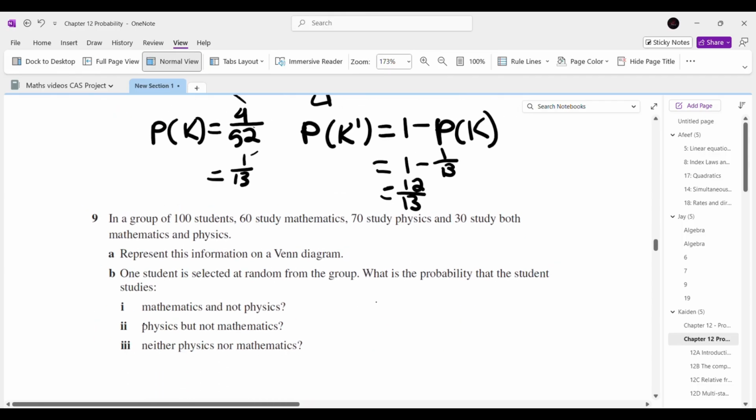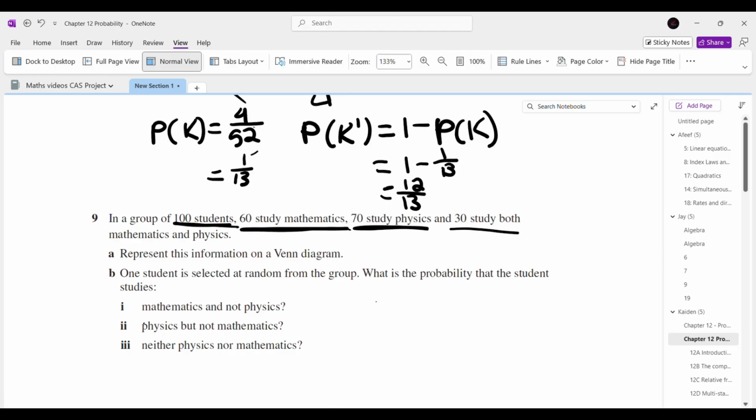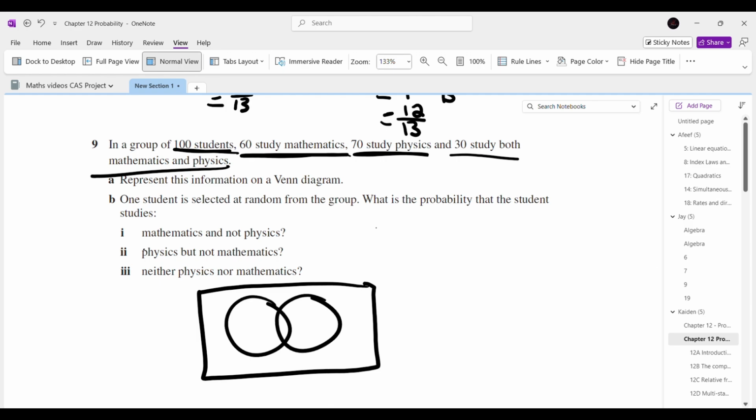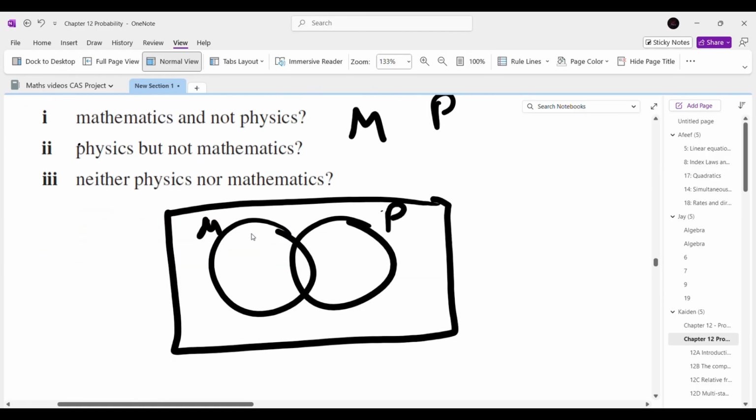Now let's try this question right here. 100 students, 60 study math, 70 study physics, and 30 study both math and physics. So if we were to represent this information on a Venn diagram, you'd have 2 different events here. We'll label the event in which they study mathematics as M, and when they study physics as P. So M and P. Now, since 30 study both, we put 30 within this intersection.